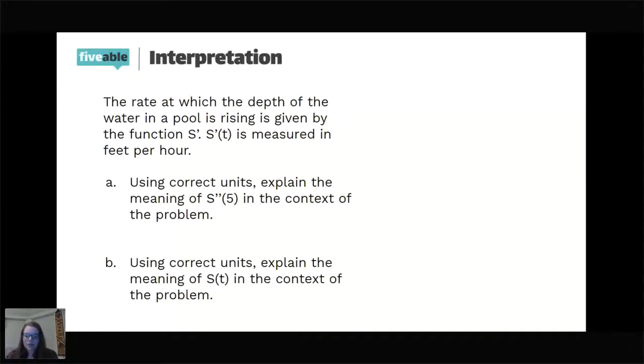Okay. How about for part B? I'll put up both answers in a second, but for part B, using correct units, explain the meaning of s of t in the context of the problem. So now this is more in general. Yes, for part A, it would be the rate of the rate. So if you say a rate of increase, that is already a rate of a rate, because increasing is a rate. Okay, what do we think about s of t? In the context of this problem, what does s of t stand for?